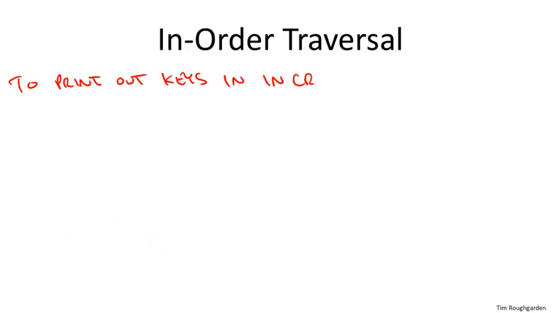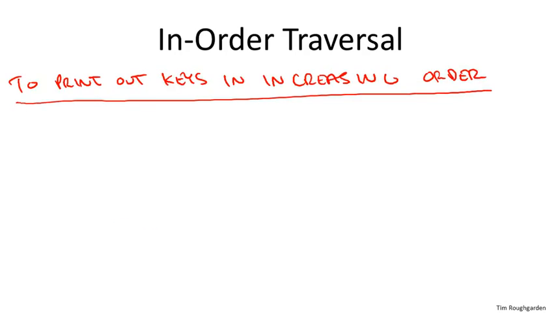Obviously, in a sorted array, this is trivial. You just use a for loop starting at the beginning, going to the end of the array, printing out the keys one at a time. And there's a very elegant recursive implementation for doing the exact same thing in a search tree. This is known as an in-order traversal of a binary search tree.